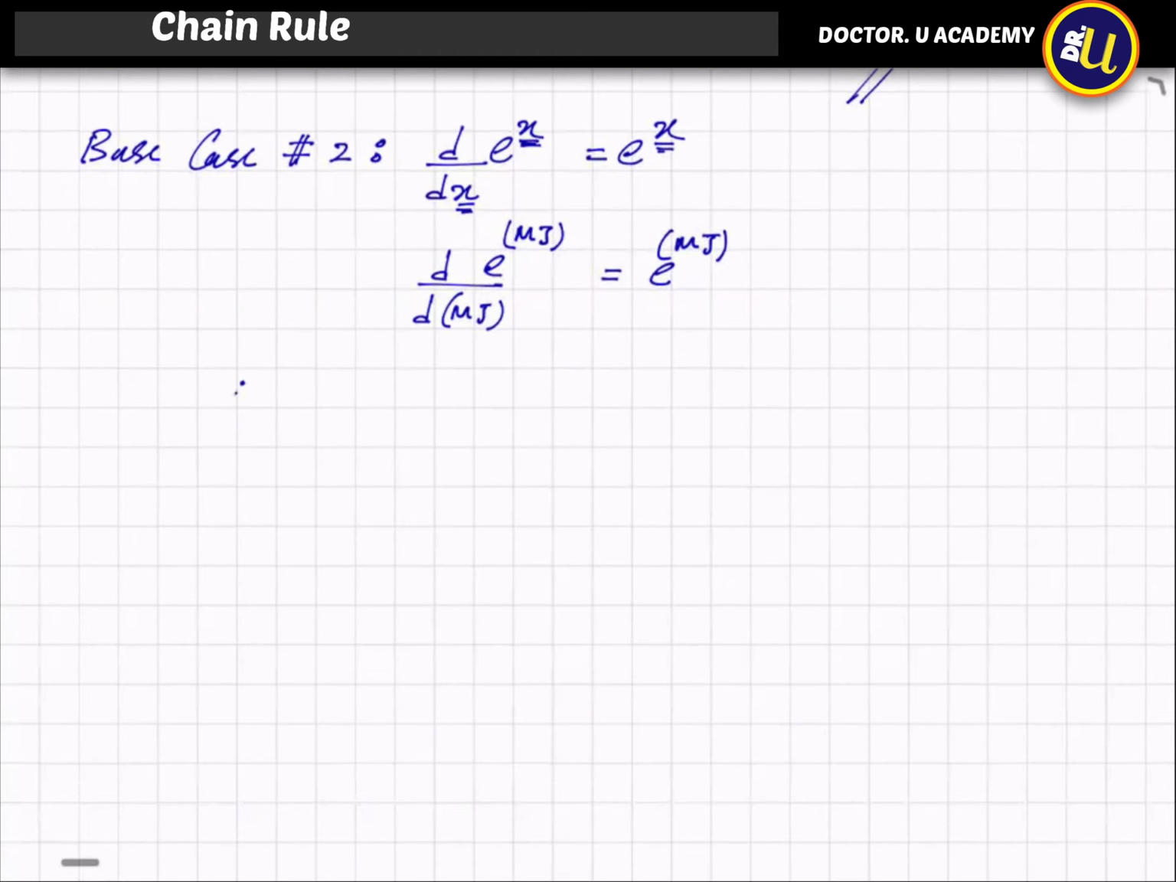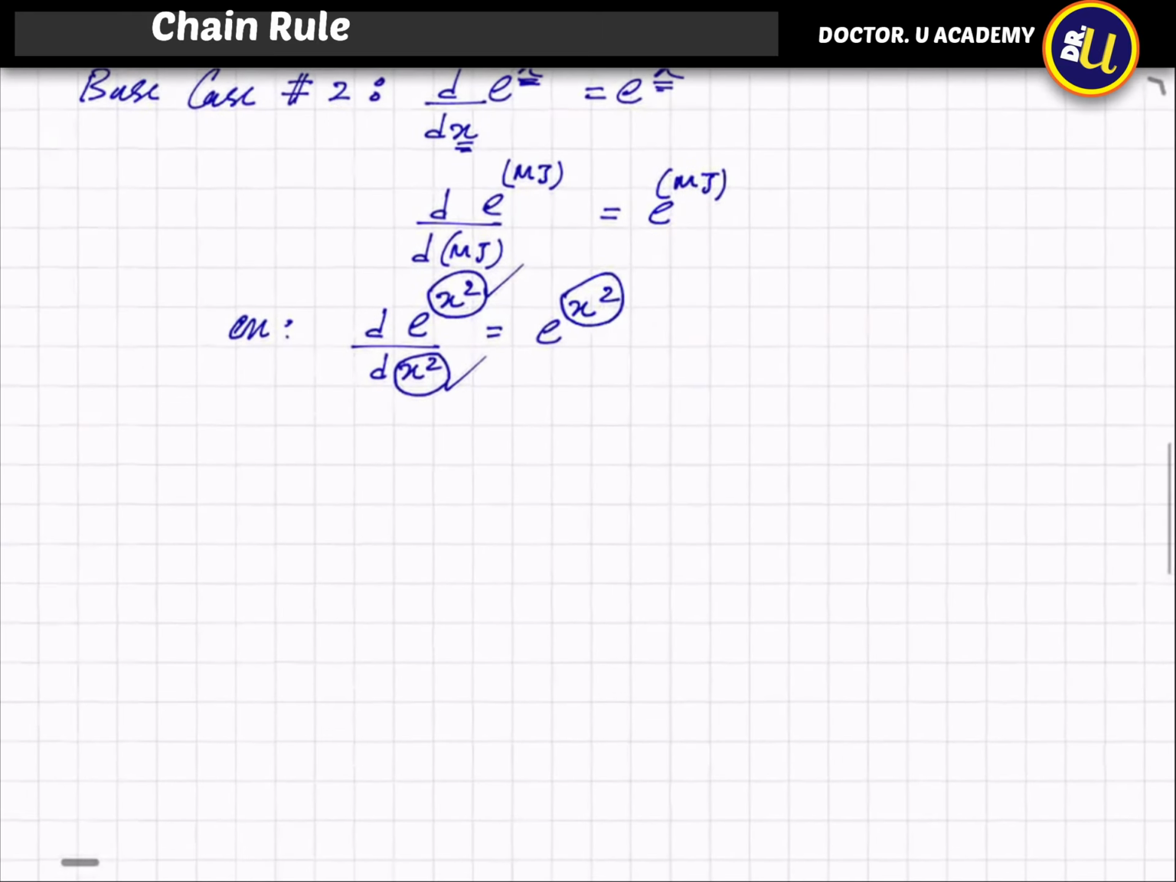So m can be anything. For example, if you have d of e^(x squared), and you are differentiating with respect to x squared, the answer would be e^(x squared). So x squared becomes m, right? That's how you have to understand this. Now the problem is not that. The problem is when the incompatibility comes into play. Here you have the compatibility, so you can easily get the answer.